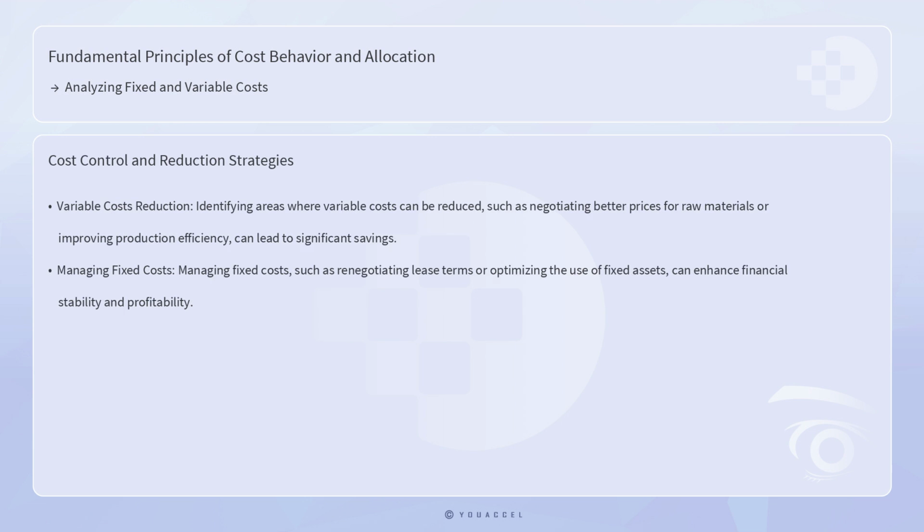Additionally, the analysis of fixed and variable costs is crucial in cost control and reduction efforts. Identifying areas where variable costs can be reduced, such as negotiating better prices for raw materials or improving production efficiency, can lead to significant savings. Similarly, managing fixed costs, such as renegotiating lease terms or optimizing the use of fixed assets, can enhance financial stability and profitability.